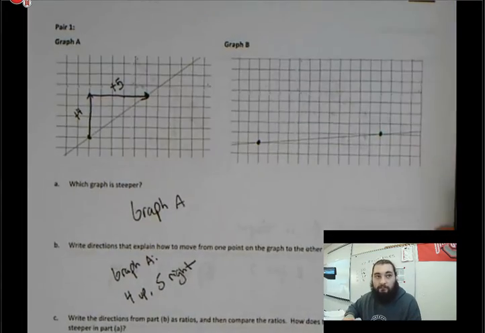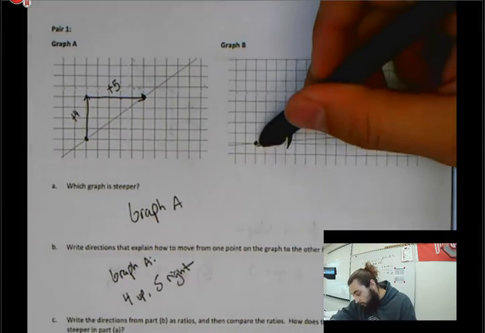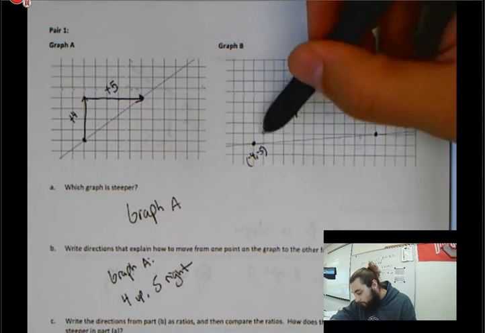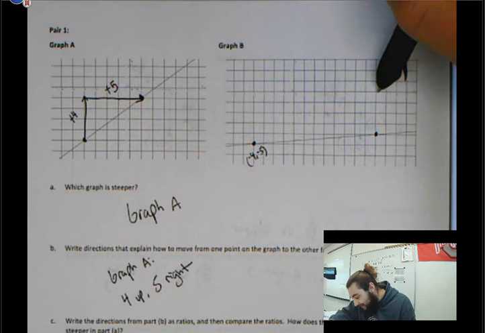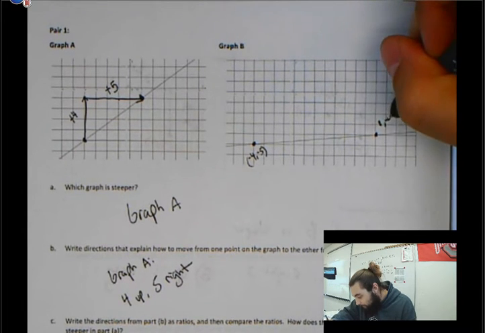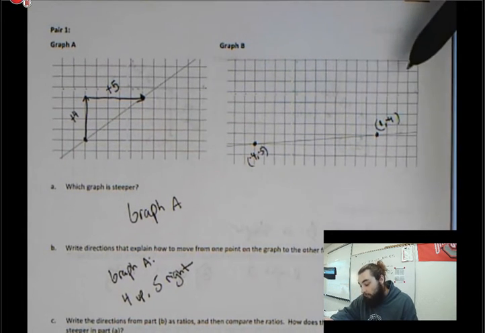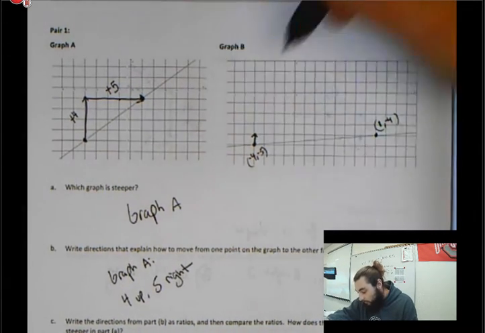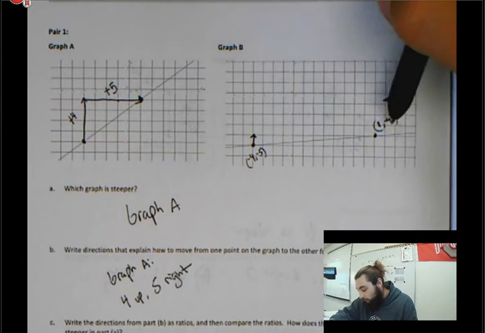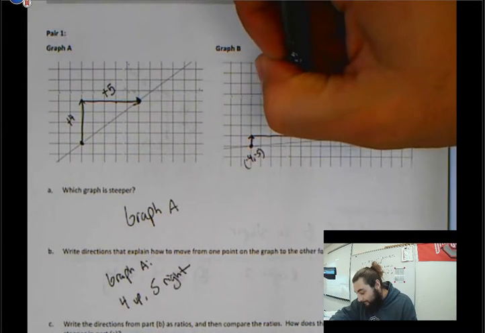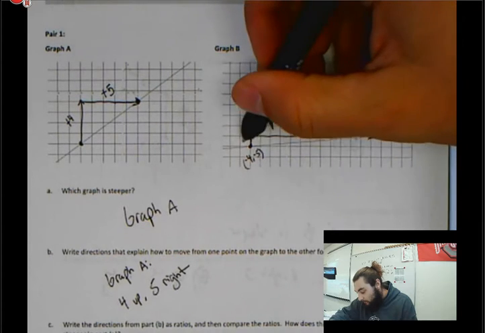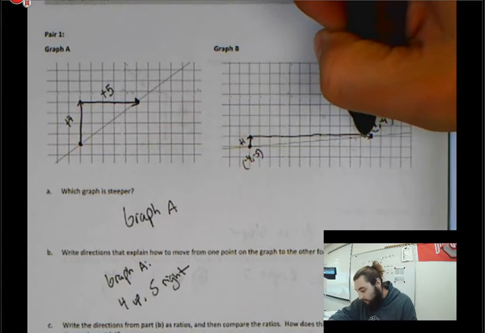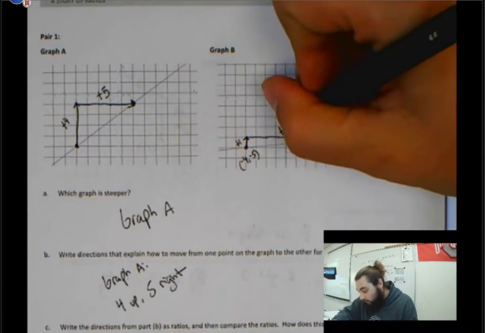Looking at graph B, very similar. This point here is at -4, -5. And to get to this point here, which is at 8, -4, we have to look at the rise. How do we get from -5 to -4? Well, that's an increase of 1. And we have to look at the run. How do we get from -4 to +8? This is a distance. So the distance is 1, 2, 3, 4, 5, 6, 7, 8, 9, 10, 11, 12. So a +12 run. Okay.